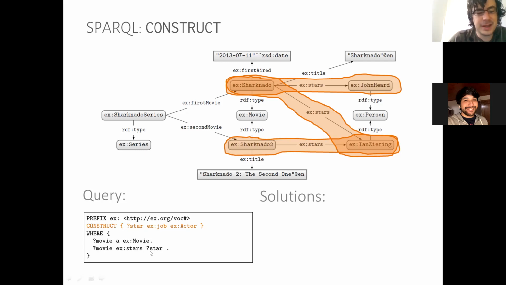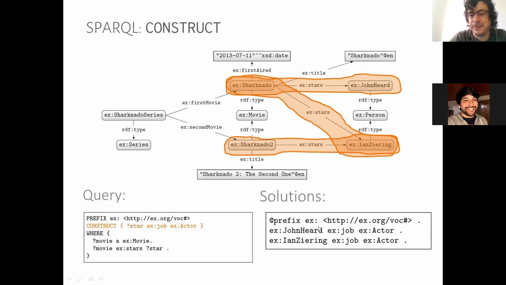So basically it says that for every star of a movie, we're going to create a new triple, which is the result for the star, job, actor. So we're going to say that every star of a movie has the job actor. And in this case, it will match the where clause, and then it will return these results here. And then we'll take the star of each result, which will be John Hurt and Zering, and we'll replace it here. And this will create two unique triples in RDF, right?